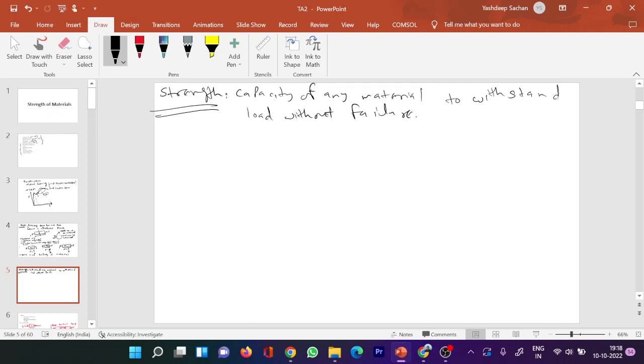So it will be a property of material, right? Because if we take steel and plastic, they will fail at different loads. So strength is a property of material. Now one another thing: stress and pressure.